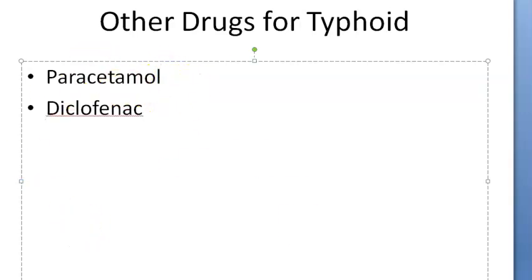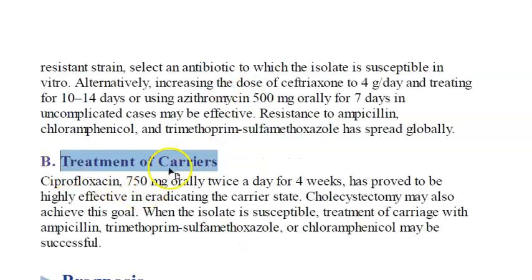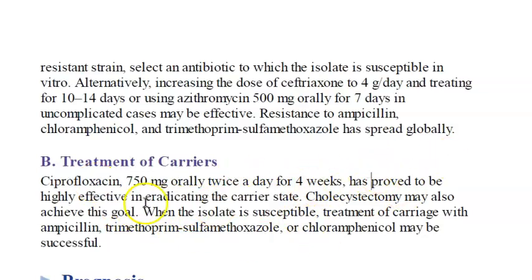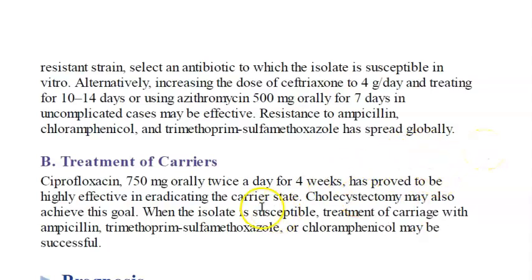Okay. Now I would like you to focus on this thing, treatment of carriers. So look at this treatment of carriers. It is again ciprofloxacin only, so it is easy for you to remember, right? Then they will remove the gallbladder, cholecystectomy. Okay. You should know. And what else? They can even give ceftriaxone, but who's going to get admitted and take IV, right? But anyways, that is also effective. That's what the other books say.